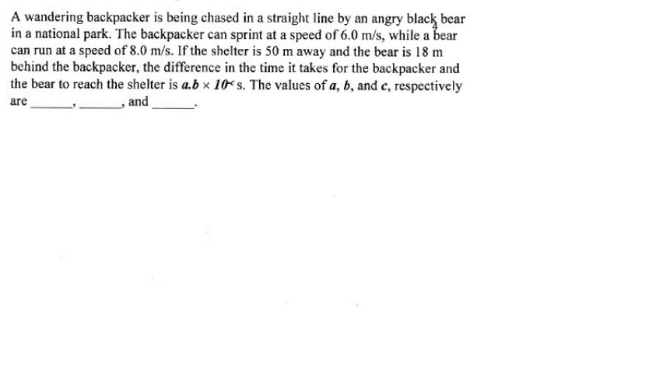Okay, what's happening here? Backpackers being chased in a straight line by a bear in a park. The backpacker can sprint at 6 meters per second. The bear can run at 8. That's not good. If the shelter is 50 meters away and the bear is 18 meters behind the backpacker, the difference in time it takes for the backpacker and the bear to reach the shelter is... Okay. There are 2 separate things going on here.